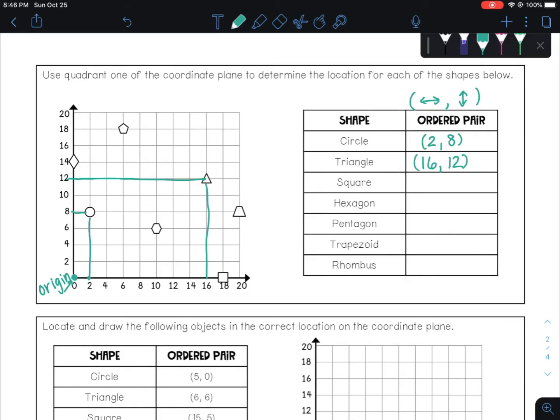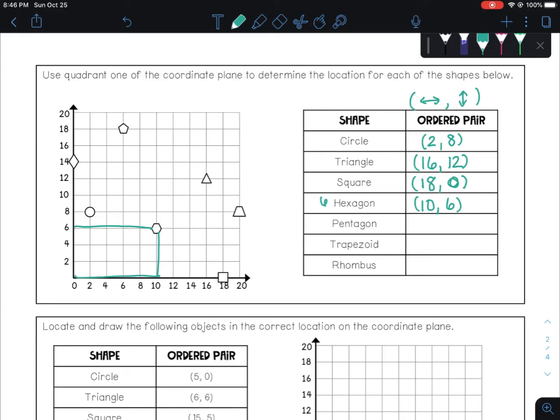The square is over to the 18, and then it doesn't go up and down. So it's over 18, and then it doesn't move up and down, so we put a 0. All right, let me clean this up a bit here. Okay, the hexagon, that means 6 sides. So the hexagon, that's over 10, and then up 6. So over 10, up 6, 10, 6.